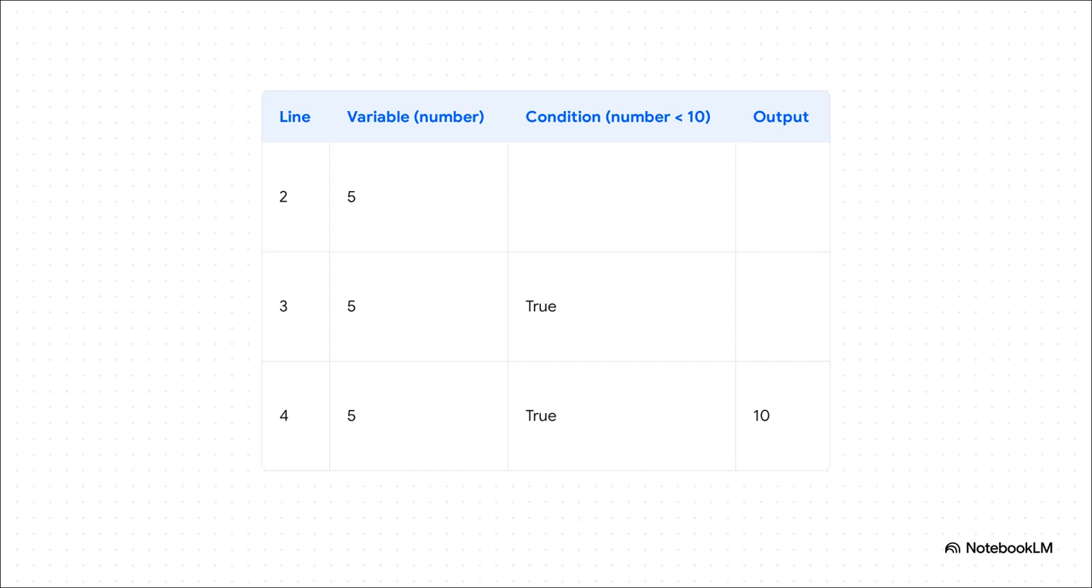So let's try it. On line 2, the variable called number gets the value 5. Got it. Next, line 3. It checks the condition. Is 5 less than 10? Yep, that's true. So since it's true, we move to line 4 and we output 10. See? By going through it this slowly, you can find the exact moment where the logic went off the rails.